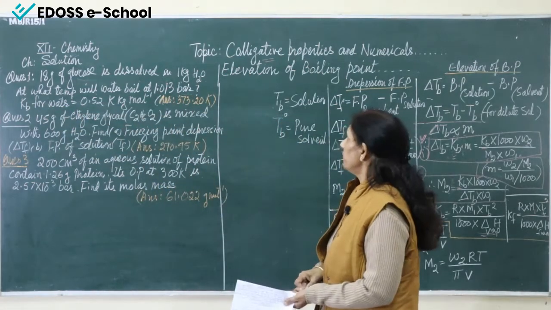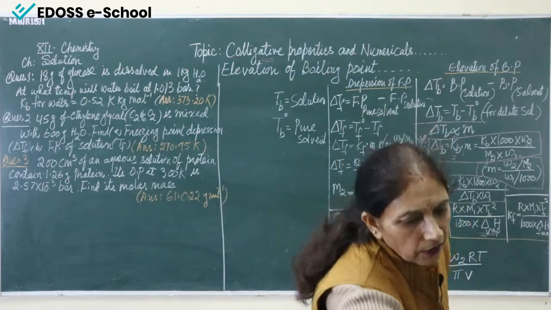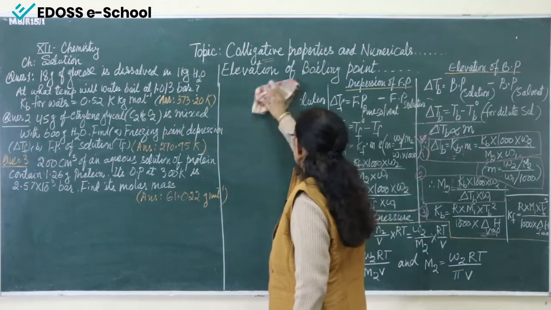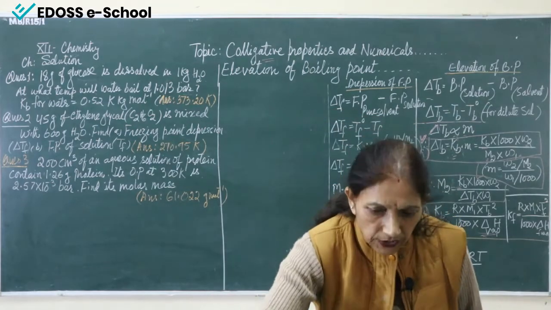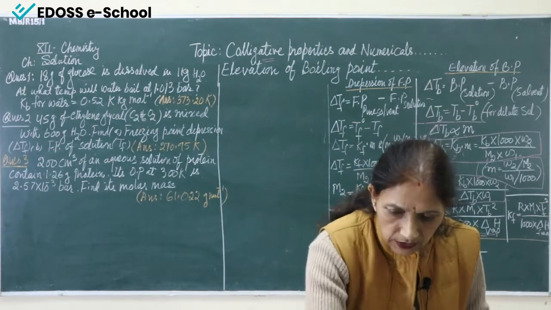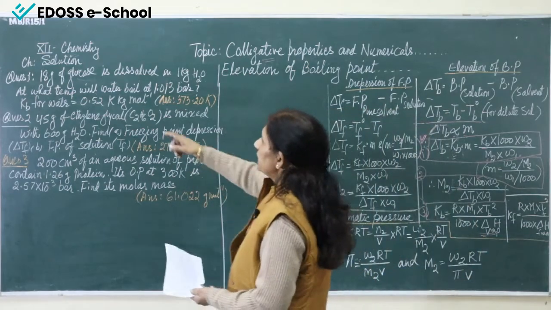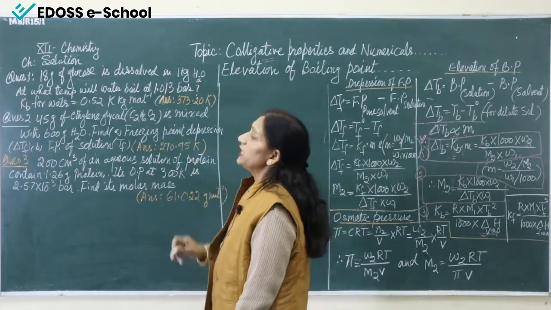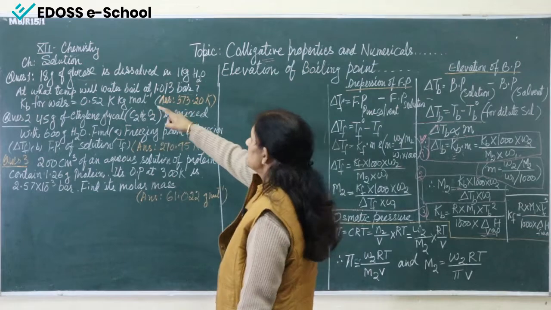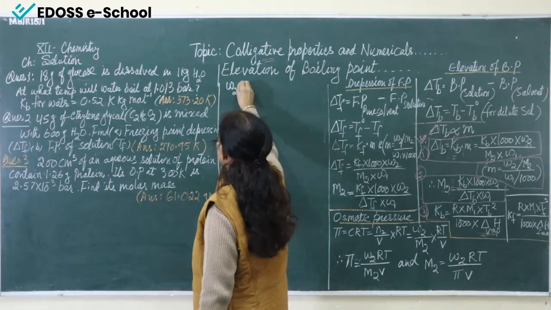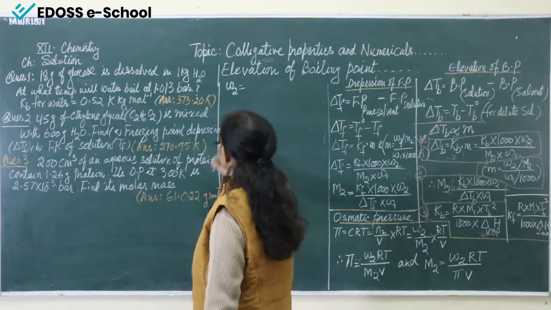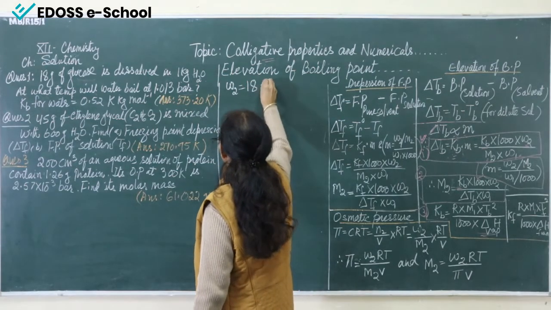How will we do the question? We will first write whatever is given to us. These are the things that are given: 18 gram of glucose. Glucose is the solute, so this is W2, which is equal to 18 gram.